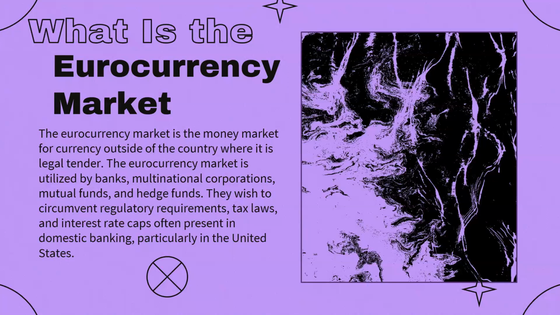So basically, when we say euro currency market, this is a money market for currencies outside of the country where it is legal tender. In this case, for example, we're talking about the United States. If it's the United States, it's USD. So if we're going to invest in another country where USD is not a legal tender, then we're technically entering into the so-called euro currency market.